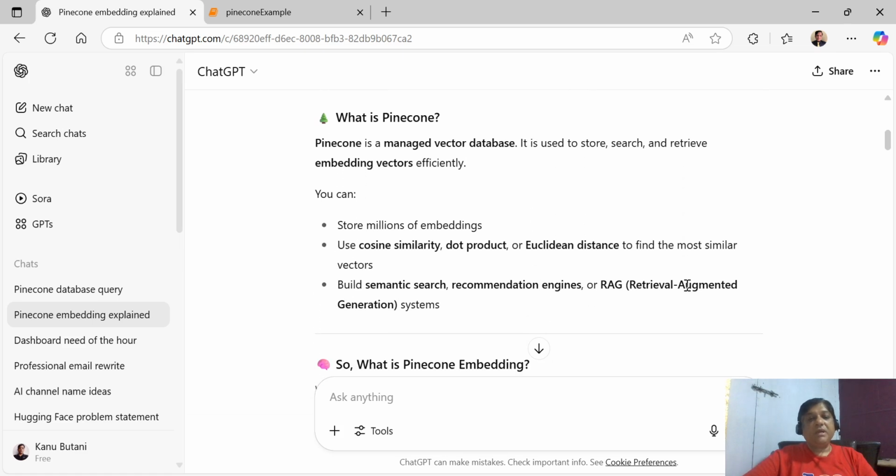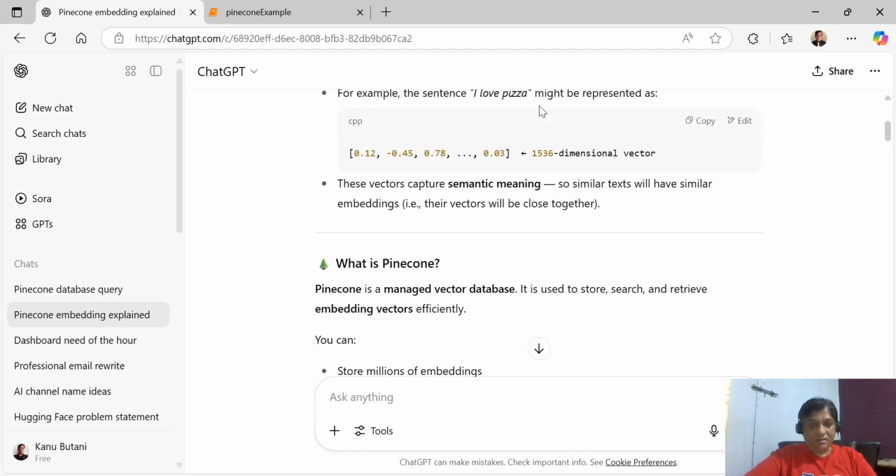Now what is Pinecone? It is a managed vector database. It is used to store, search and retrieve the embedding vectors efficiently. The way it is embedded, as I told you, for some things it will take a plus sign, so plus 0.12, and for some it will take minus. It will decide on its own what numbering should be done for a specific word like pizza, and similar numberings are done to get similar embeddings for similar texts.